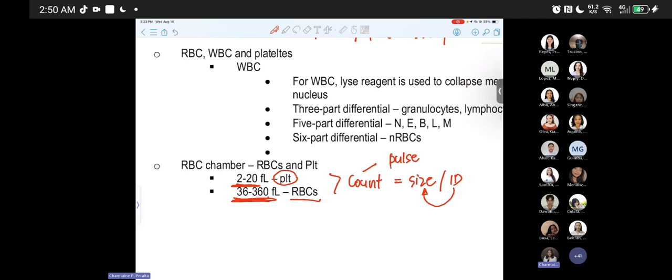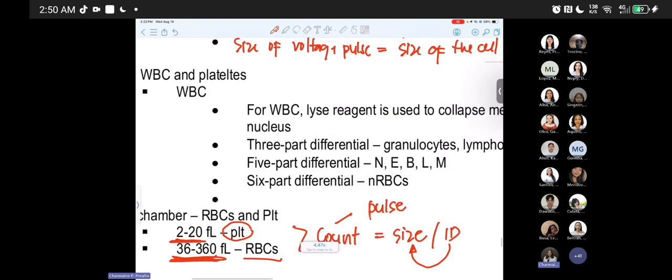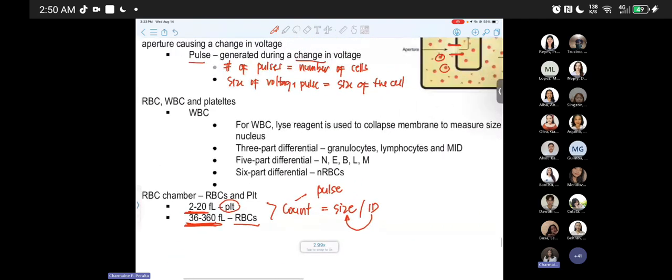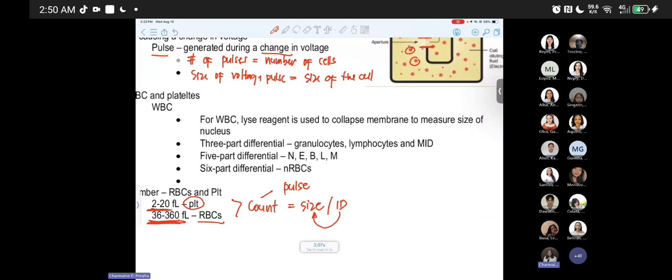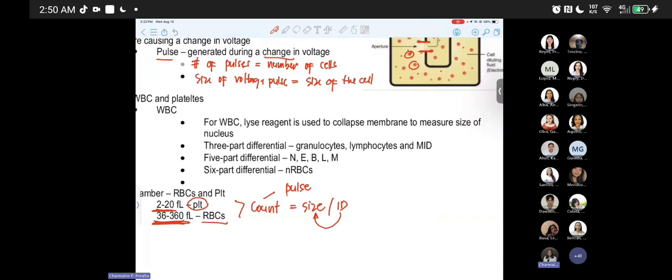Question, nasaan dyan ang WBC? So, uunahin mo ng bilangin ang RBC and platelet. Next na bibilangin is WBC. Okay? Since medyo magkatulad ang size ng WBC and RBC, kasi di ba may lymphocytes, almost the same size. Okay? So, sa WBC count, kailangan mo na gumamit ng pang-lyse. Lyse reagent to lyse RBC. And then, pag na-lyse na yung RBC, ika-count na niya yung WBC.